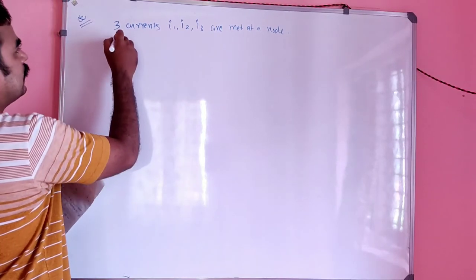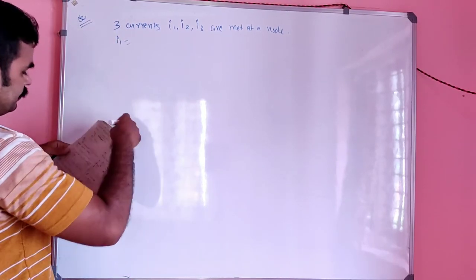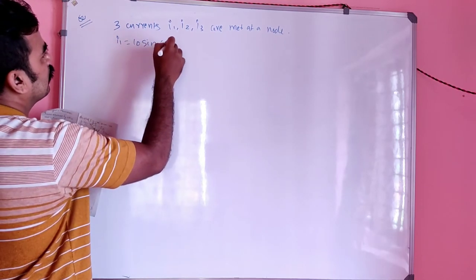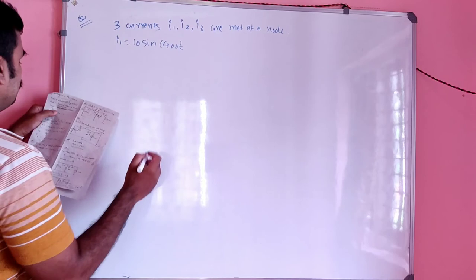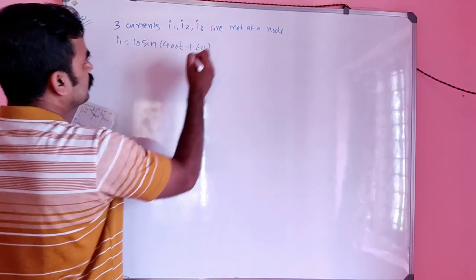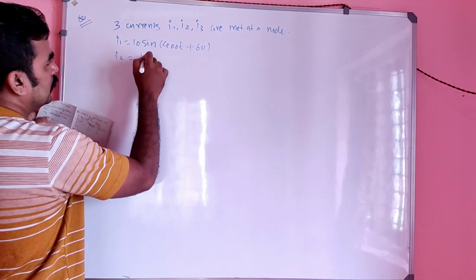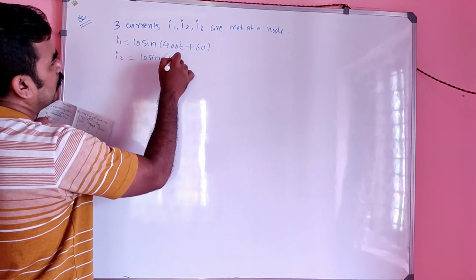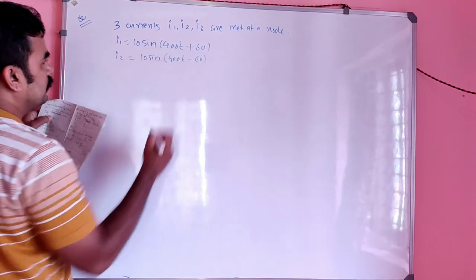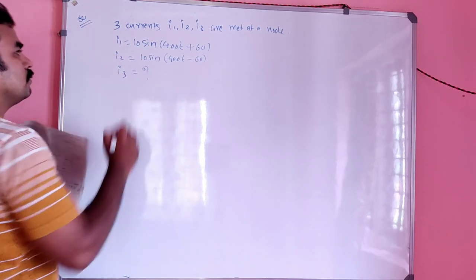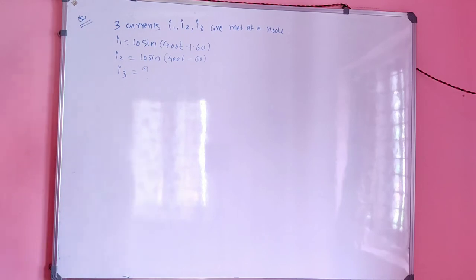And that I1 will be equal to 10 sin(400t + 60), and I2 will be equal to 10 sin(400t - 60). Then what is I3? That is our question. It's very simple actually, but you have to know the calculation.